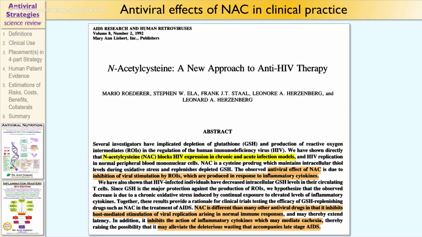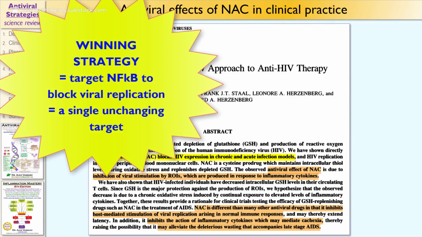NAC is different than many other antiviral drugs in that it inhibits host-mediated stimulation of viral replication. That's that NF-kappa B pathway that I just mentioned, arising in a normal immune response. In addition, NAC inhibits the action of inflammatory cytokines, which may mediate cachexia, or muscle wasting, which I also already mentioned, and it may therefore alleviate the wasting that accompanies late stages of AIDS. So that's exactly what I had already stated.